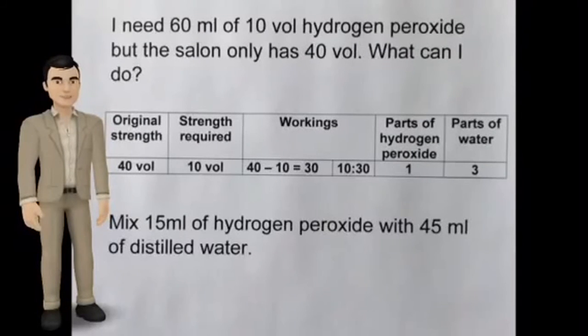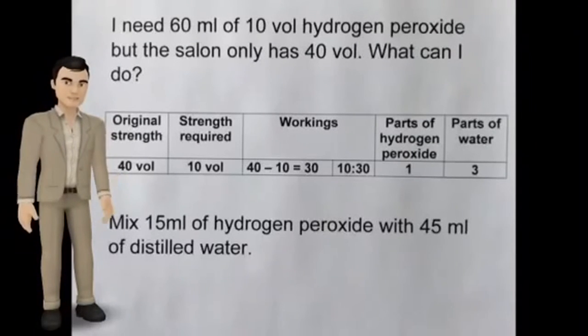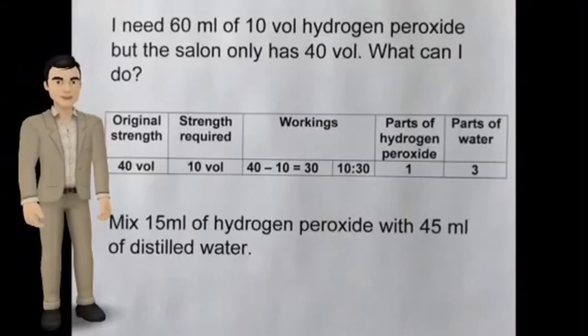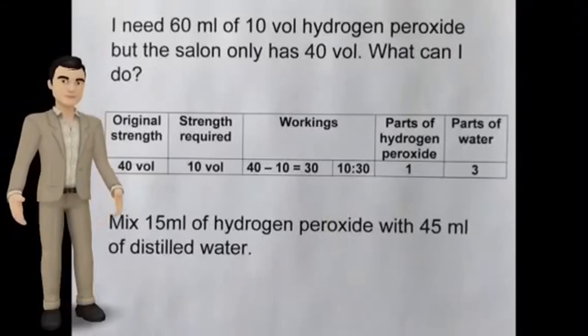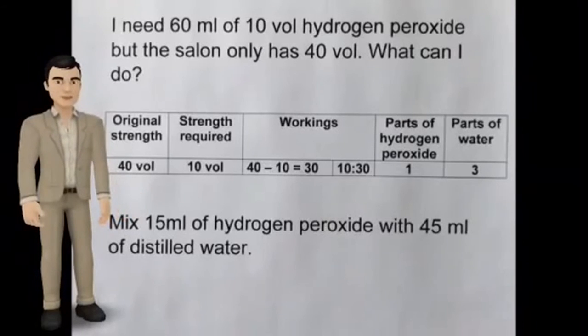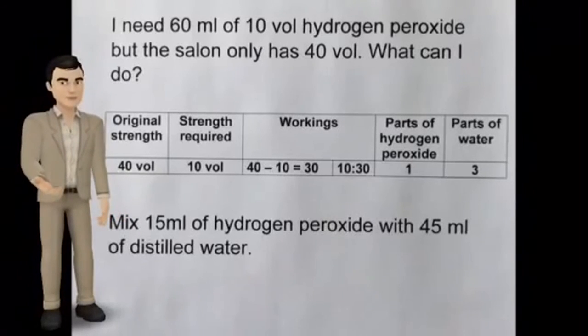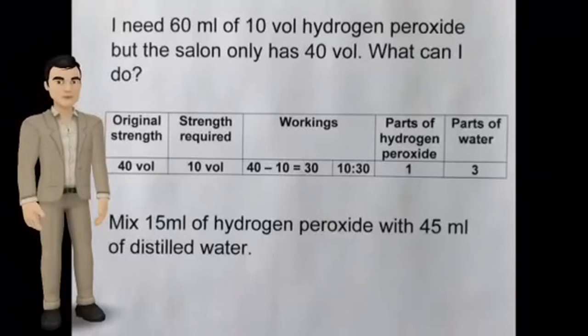I need 60 mils of 10 volume hydrogen peroxide, but the salon only has 40 volume strength in stock. I need to dilute some of my existing stock. So the calculation, 40 minus 10 equals 30. Look at the last two numbers, 10 to 30. Simplify that ratio, becomes 1 to 3. So if we mix 15 mils of hydrogen peroxide with 45 mils of distilled water, that will give us 60 mils of a 10 volume solution.